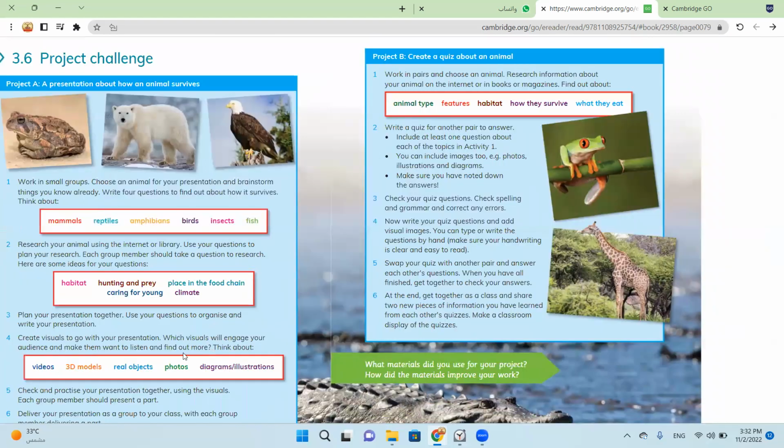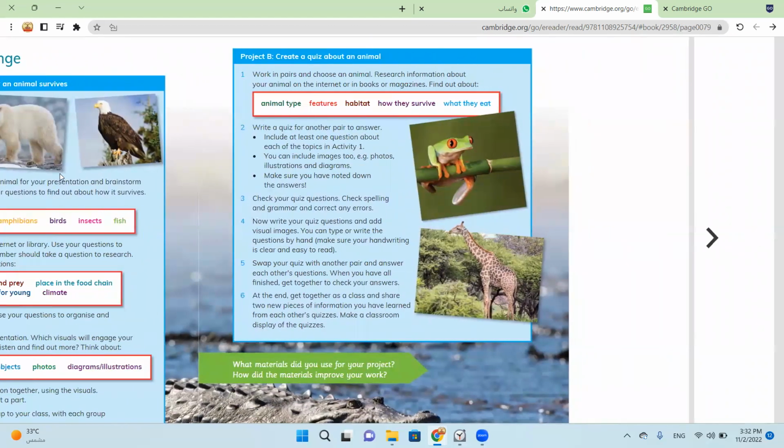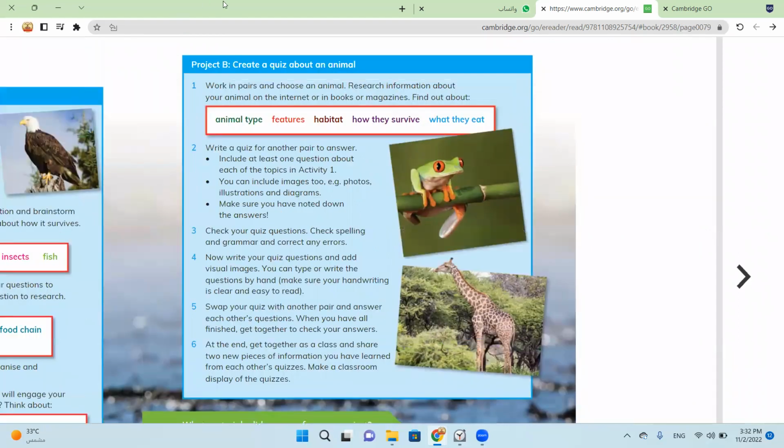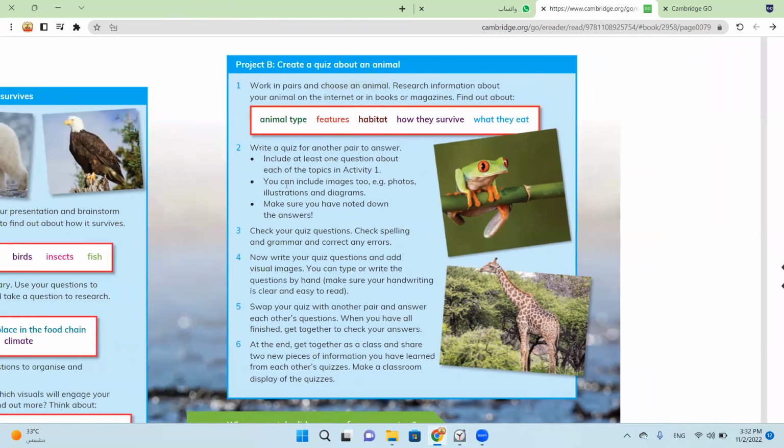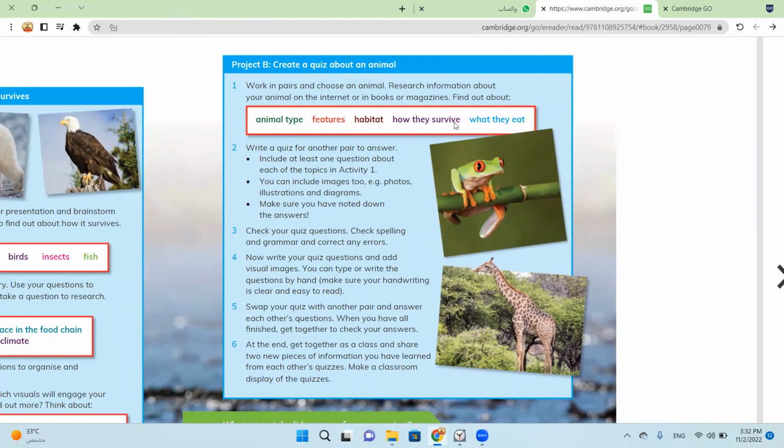If you don't want to do project A, you can do project B. Create a quiz about an animal. First step is the same. Choose an animal. Write these words: animal type, features, habitat, how they survive, what they eat. Number 2, write a quiz for another pair to answer. Include at least one question about each of the topics in activity 1. These topics. Make questions about these topics.